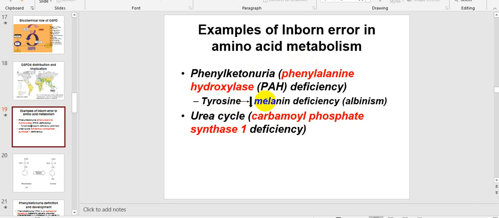And tyrosine is used to produce melanin, which is our skin pigmentation, or our hair pigmentation, or our eye pigmentation. That is what gives us the color of the skin. So if you are lacking melanin, you will get albinism. You will be albino. Urea cycle also, when there is a deficiency in carbamoyl phosphate synthase 1, then urea will not be formed.